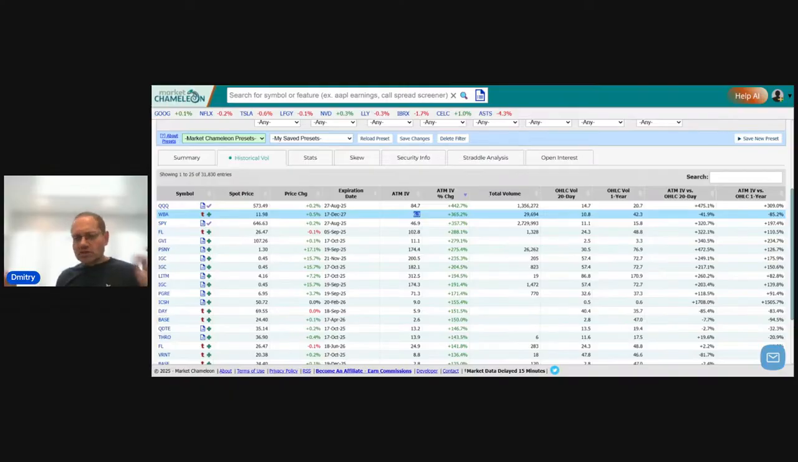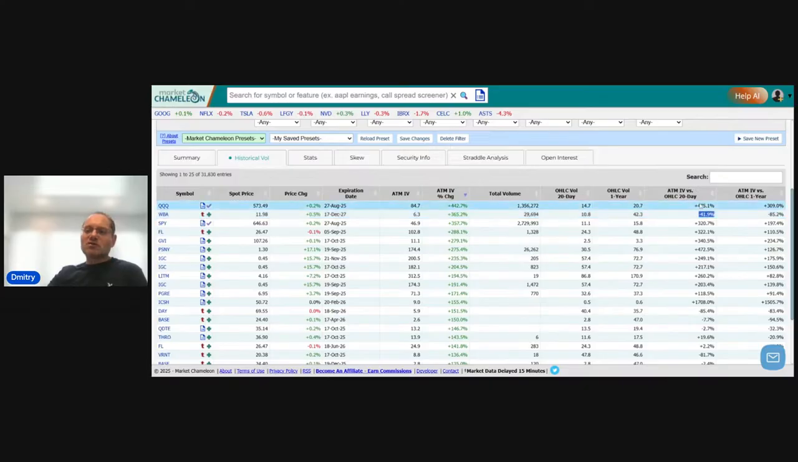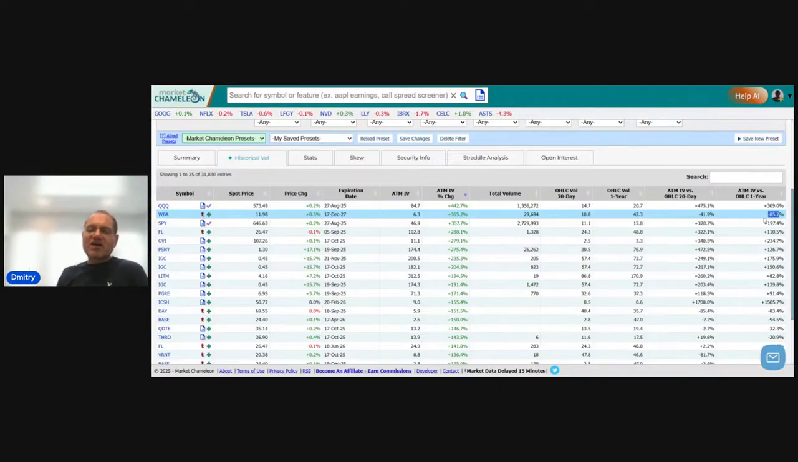So even when you're doing these things, these are initial screens. You always want to go and dig deeper. So here we could explain it away. Okay, implied volatility is way below the historical vol. Here on a 20-day, it's 42% below. On a 1 year basis, it's trading at an 85% discount to historical vol. But it makes sense. We could explain it away.